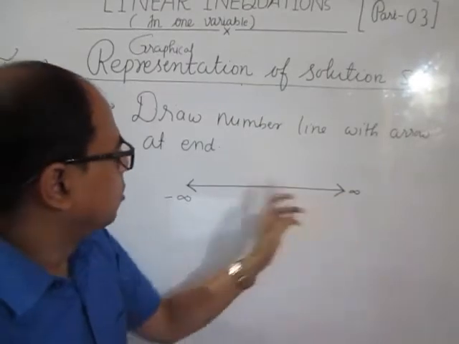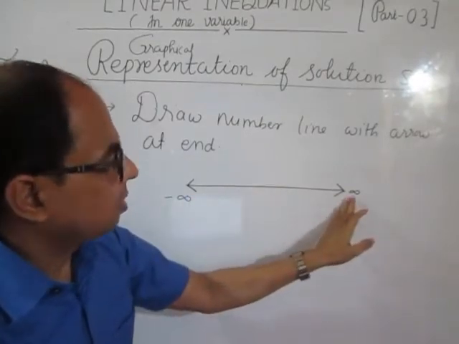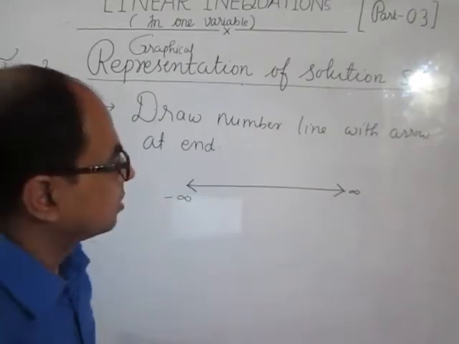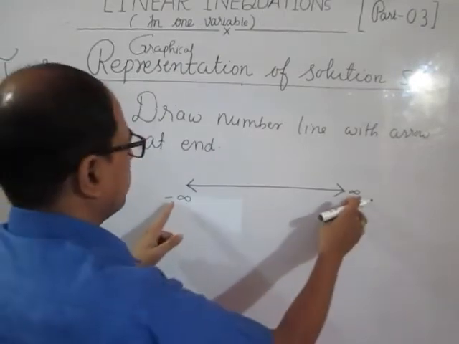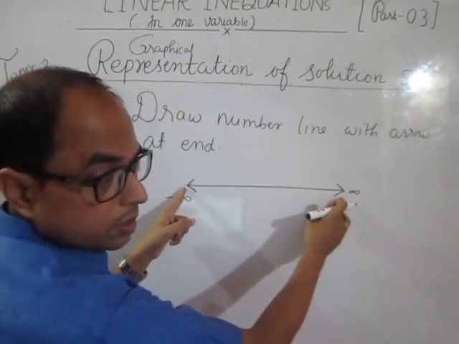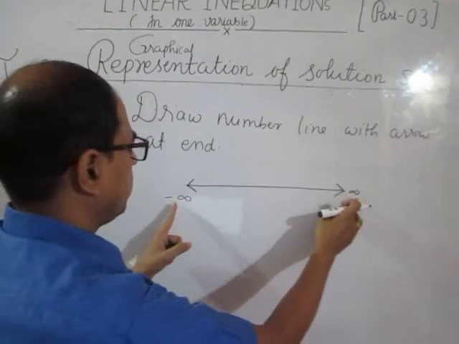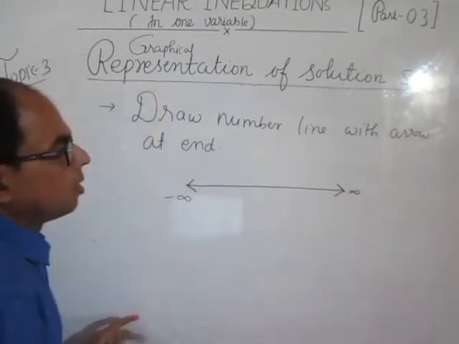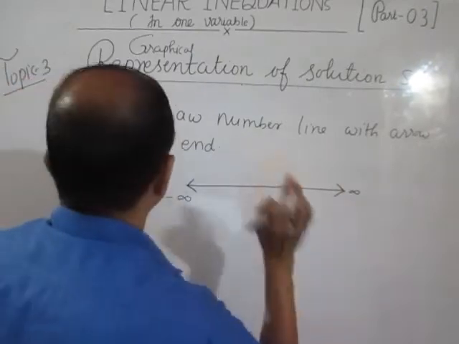Now these are the symbols for the largest real number and smallest real number, but these are not numbers. In class 10 you can ignore plus infinity or minus infinity. If you are not writing these two, no problem, but these two arrows are important.